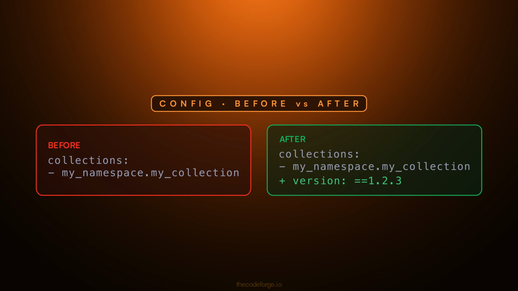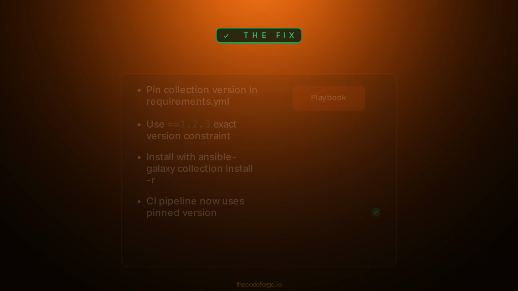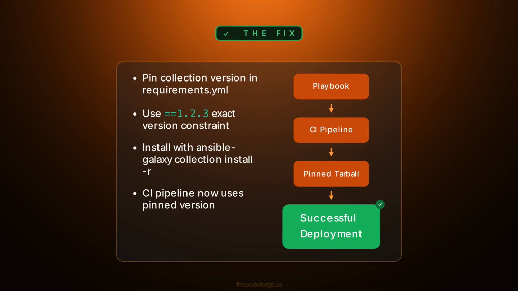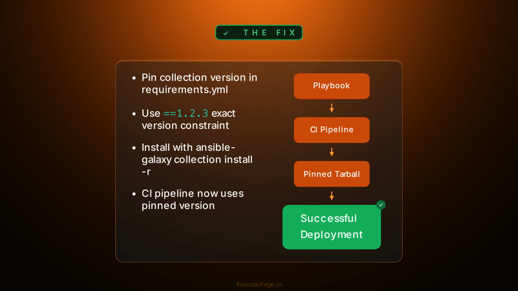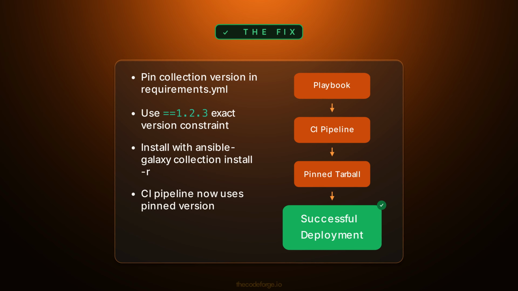The playbook's unpinned reference allowed the CI pipeline to use a cached older collection tarball that had a restructured module_utils directory, breaking imports. The fix was to add ansible-galaxy collection install my_namespace.my_collection:==1.2.3 to the CI pipeline. Use collections in requirements.yml with explicit version ranges. Always pin collection versions in your requirements file. Never rely on implicit latest.